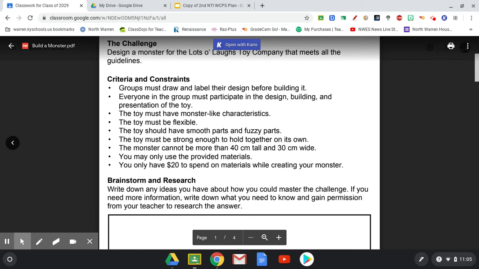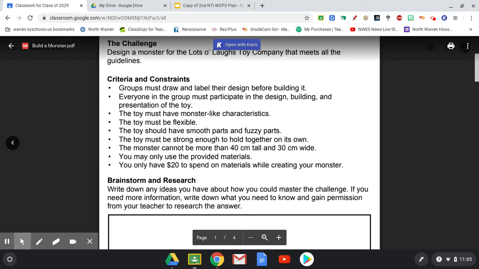Okay. And the requirement is that the toy that you're building, okay, because up here at the top you have your challenge. You're going to design a monster for this Laugh-A-Lot toy company, and you have to meet all of these guidelines, okay? So it must have monster-like characteristics. It must look like a monster. The toy must be flexible. That means it must be able to move, okay, to stretch and to bend. The toy should have smooth parts and fuzzy parts, so that's going to be about the texture.